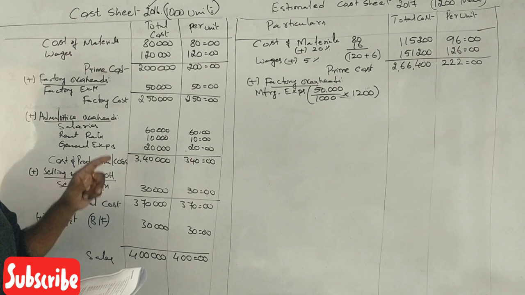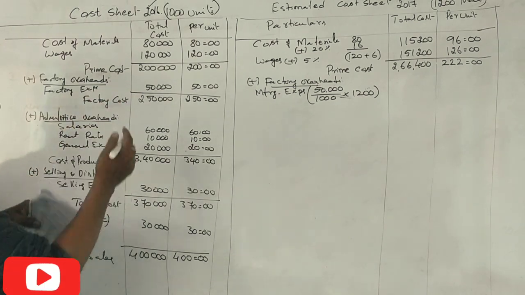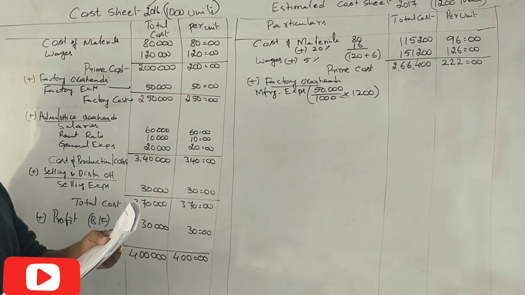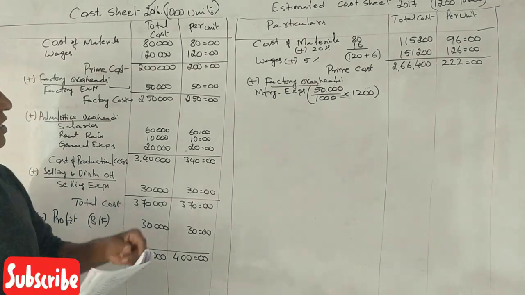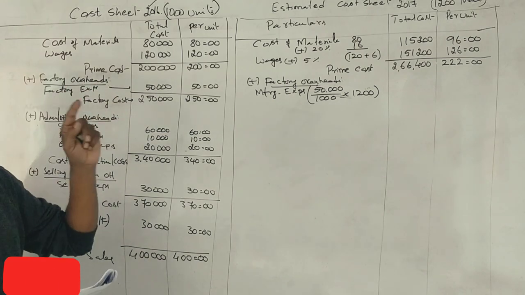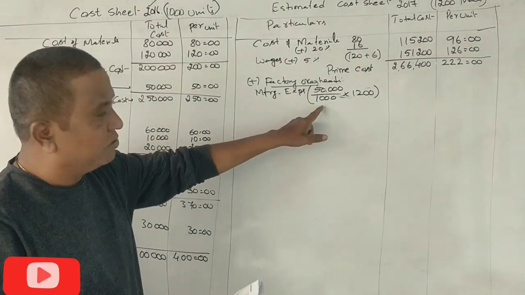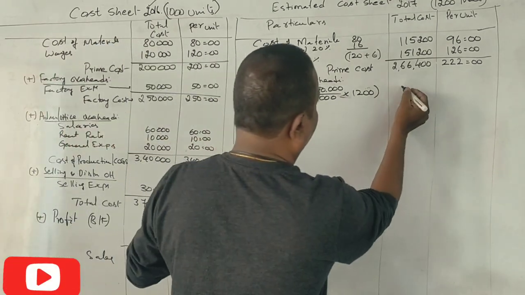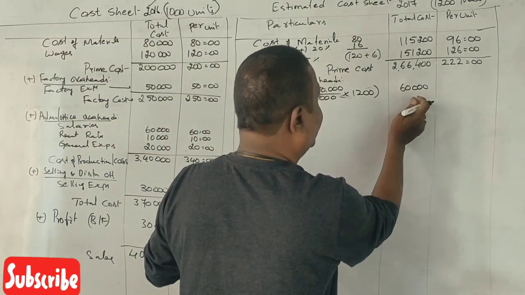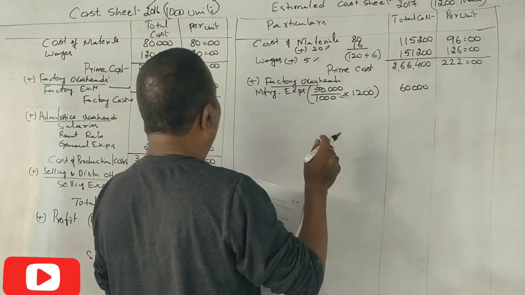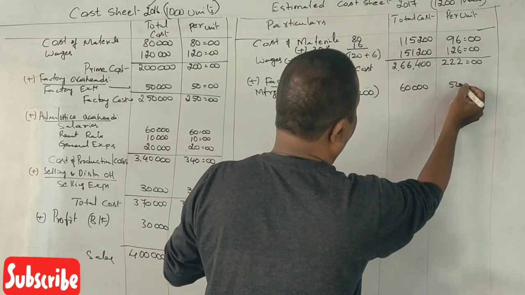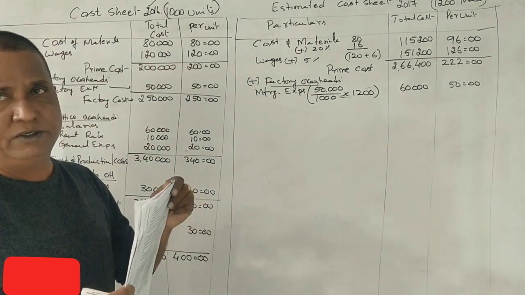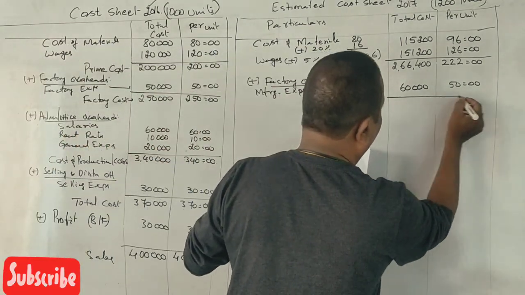But you've written factory cost also. Factory cost is this. Factory expenses is this. Now last year factory expenses was 50,000 for 1000 units. What is for 1200 units? 60,000. Am I right? Now 60,000 is for 1200 units. Per unit it is 50 rupees only. Right? Now check the total.